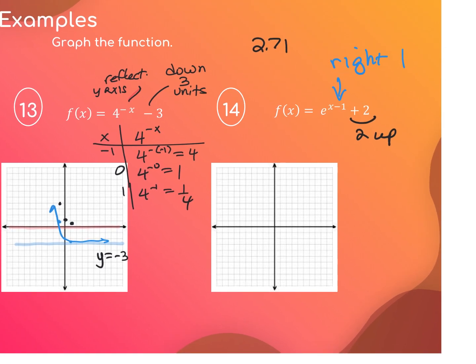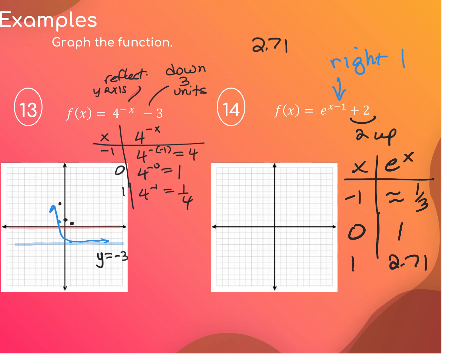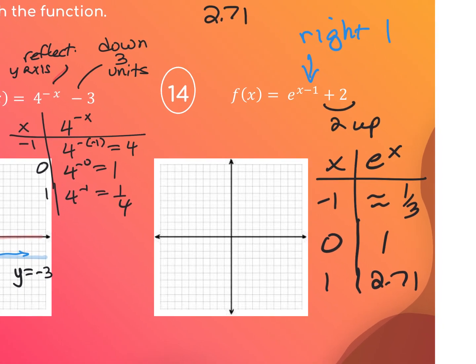So we could do just the x values here of e to the x, and then we could do the shifts. So if we plug in -1, again, remember it's approximately 1/3. And then here, if we plug in 0, it's 1. If we plug in 1, it's 2.71. So I'm going to graph these, and then I'm going to shift them up and right. So here, and then almost to the 3. So this would be the original.